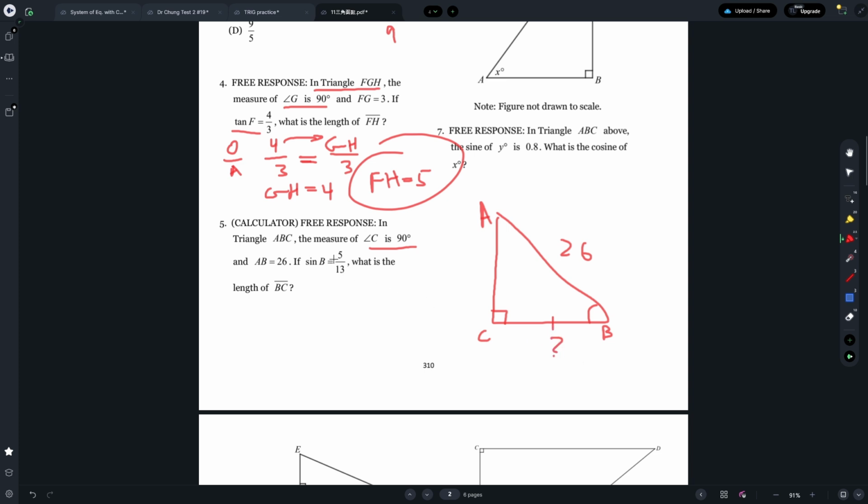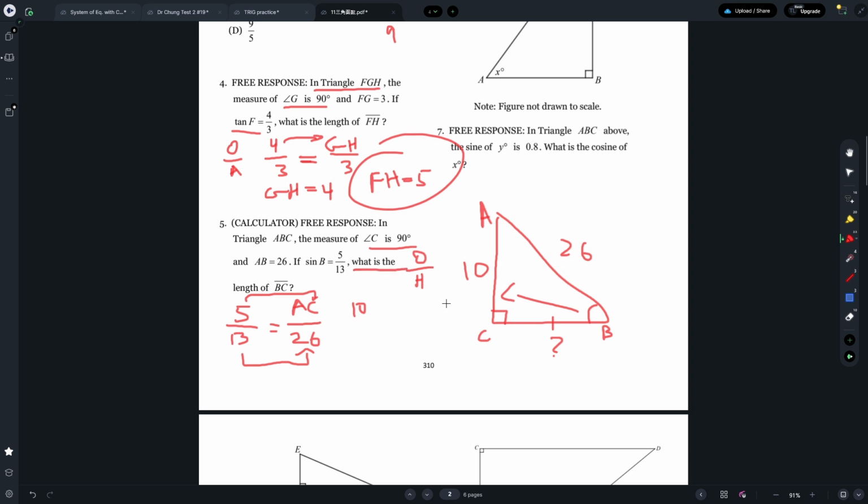So when it says 5 over 13, that is opposite over hypotenuse, correct? So since it's opposite over hypotenuse, we can write 5 over 13 equals opposite, which is over here, let's call this AC, over hypotenuse, which is 26. Now we have this proportion, and we could cross multiply and then figure out AC. However, we know that 26 is twice 13. So we could multiply 5 by 2 and get AC, which is 10, right? So now we know this value is 10.